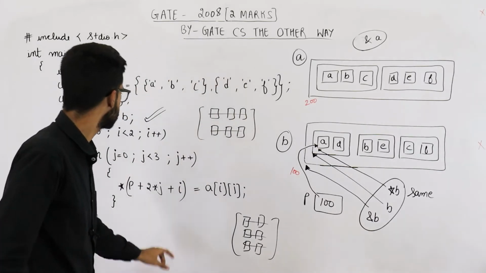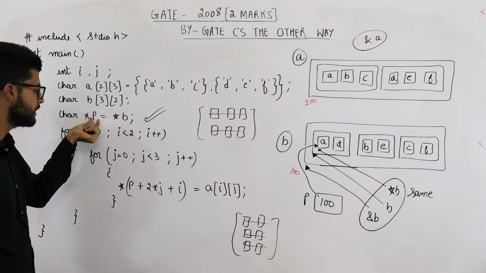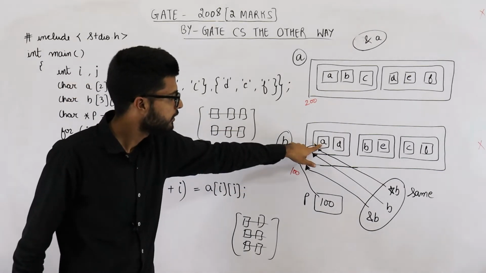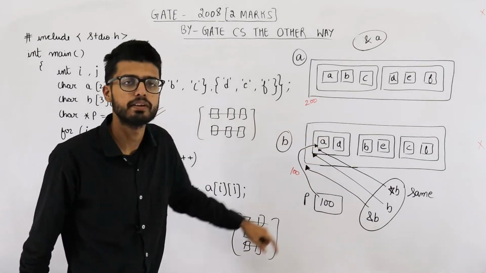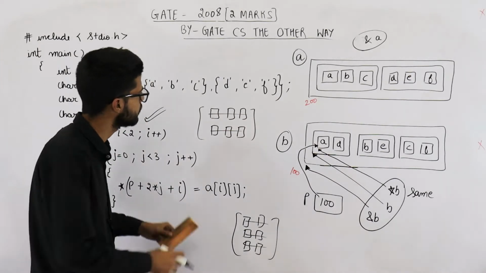Now I hope this line is clear, and I hope you know that P will now contain 100 and it is the address of this character A. That means the smallest box that I've drawn here. Okay. Now this is very simple. Have a look.